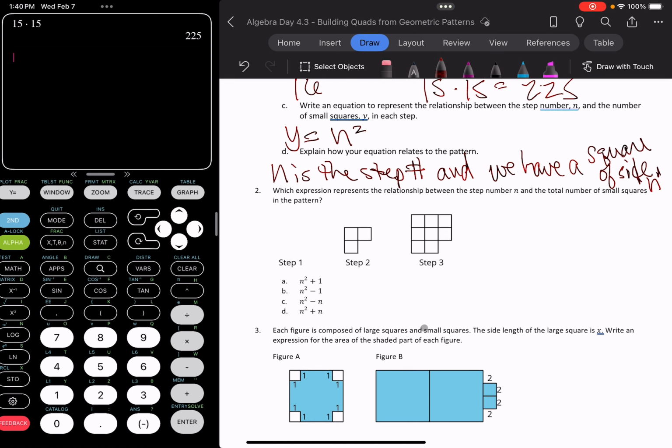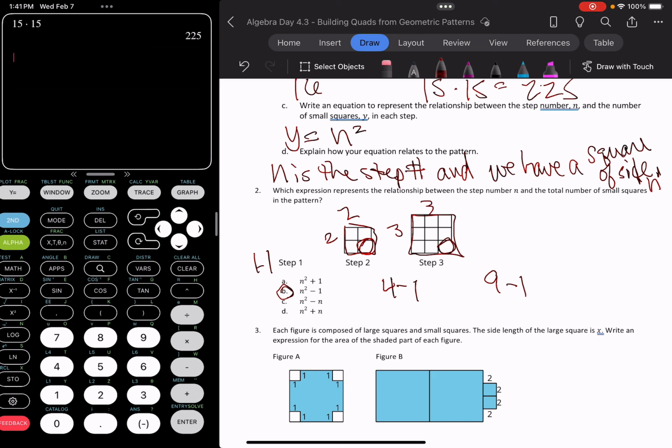It says, which expression represents the relationship between the step number n and the total number of small squares in the pattern here? Okay, so here now we have what would be 2 by 2, except we're missing 1 here. We would have what would be 3 by 3, except we've subtracted 1 from here. So you can see that we have 4 minus 1, 9 minus 1. Here would be 1 minus 1, which is 0, right? That's why there's no little square there. And so the best reflection of this would be b, n squared minus 1.